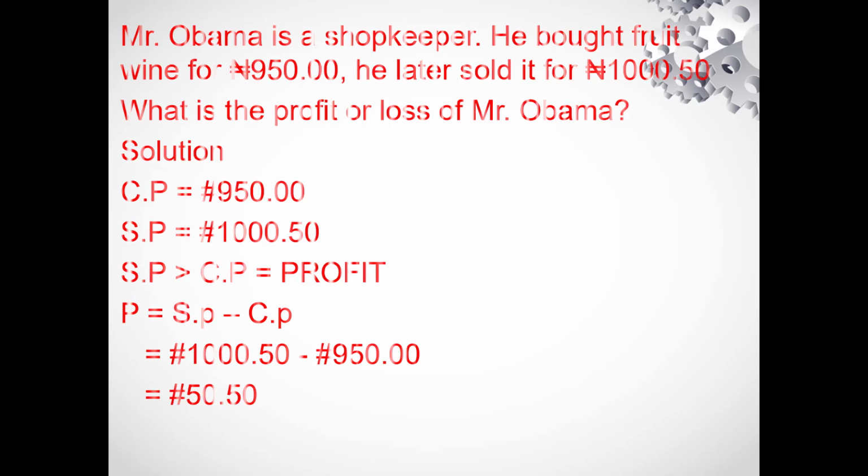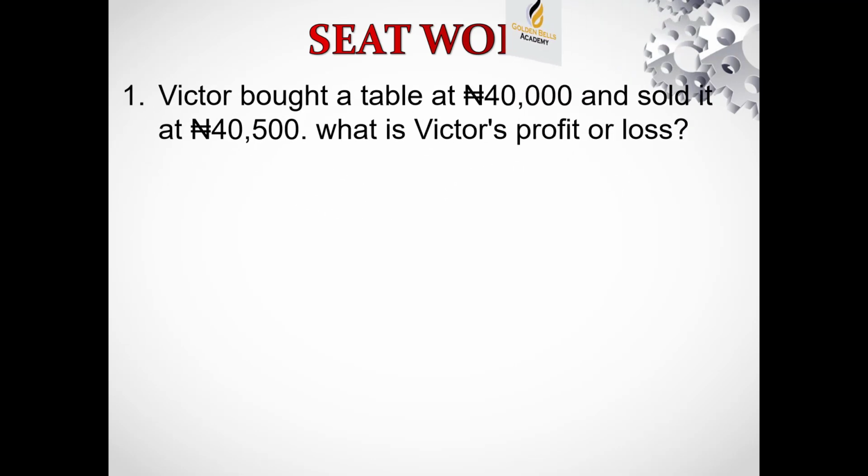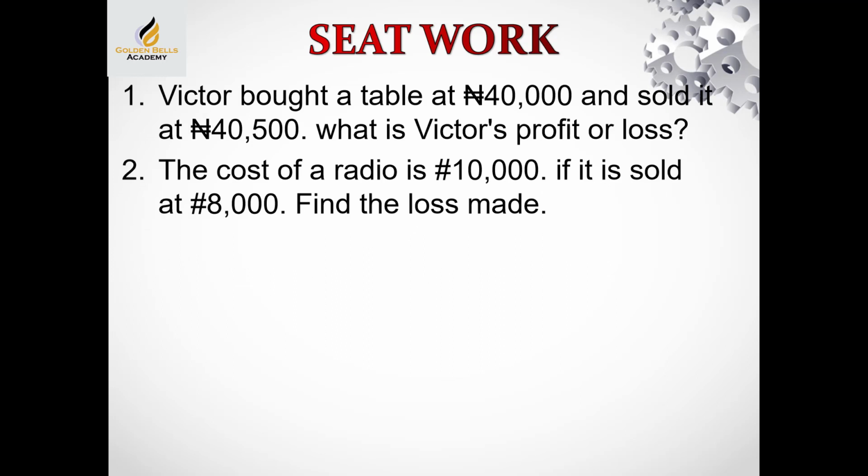Let's look at what we have next. It is time for seat work. Now let's look at the questions. Victor bought a table at 40,000 naira and sold it at 40,500 naira. What is Victor's profit or loss? Number 2: the cost of a radio is 10,000 naira. If it is sold at 8,000 naira, find the loss made.